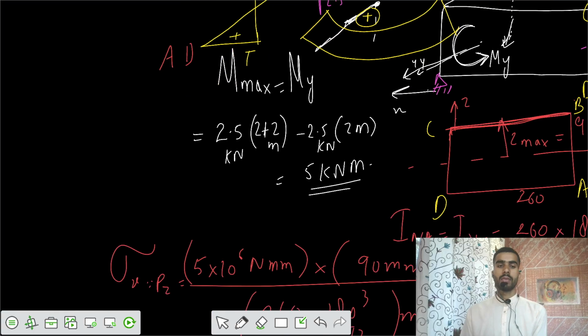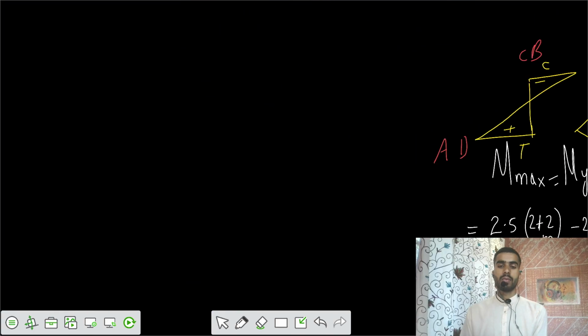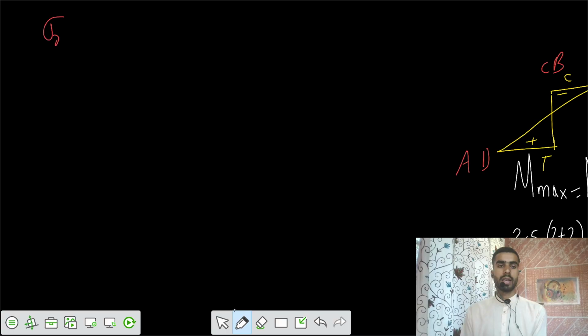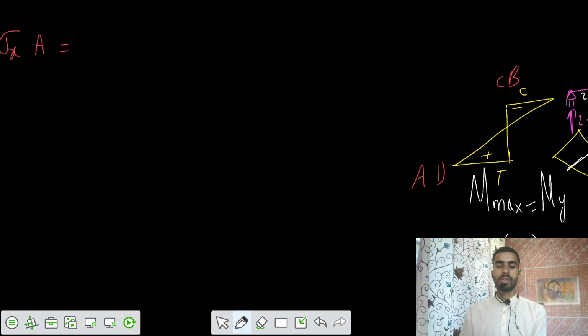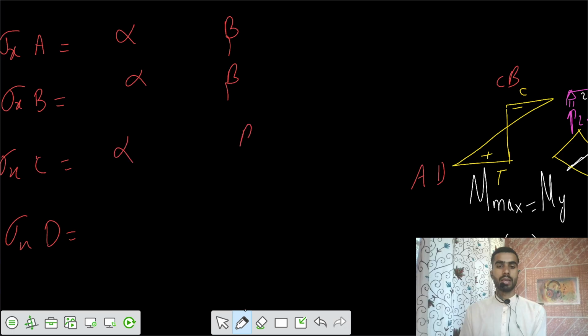AD. So we can say stresses in x direction at the point A, at the corner A, that would be equal to, initially the value was alpha, and beta. Similarly, let's make the values first. Stresses in x at the corner B, stresses in x at the corner C, stresses in x at the corner D. That is alpha, beta, alpha, beta, alpha, beta. So these are the values.